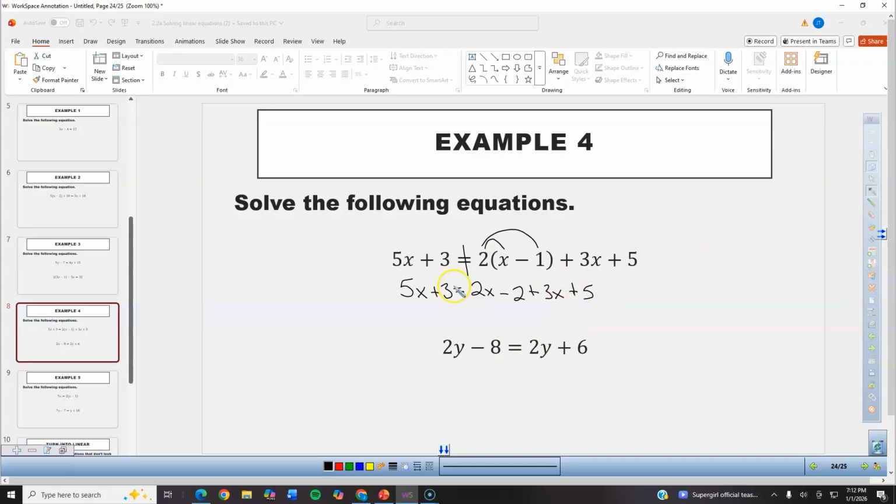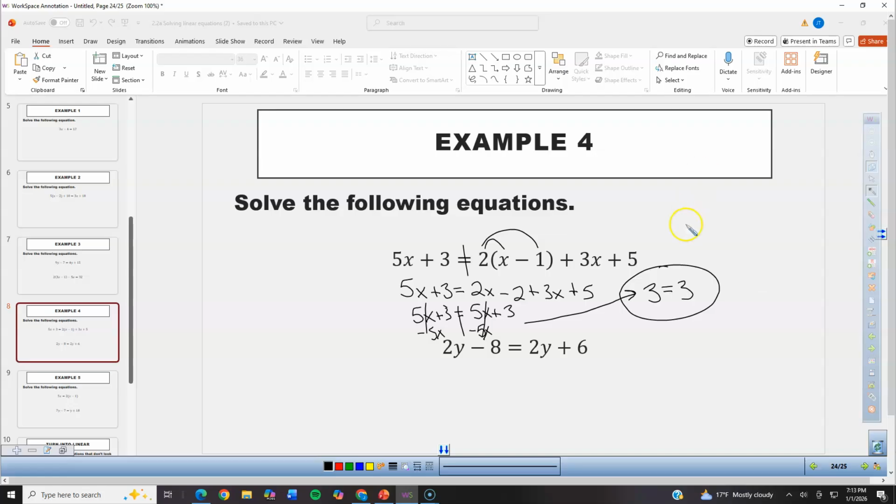Alright, combine my like terms. You get 5x plus 3 equals 5x plus 3? What? Subtract my 5x over. They cancel. They both cancel. I get 3 equals 3. Zoinks, Scoob. Where did the x go?